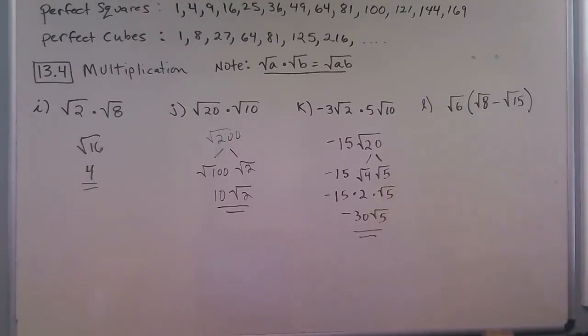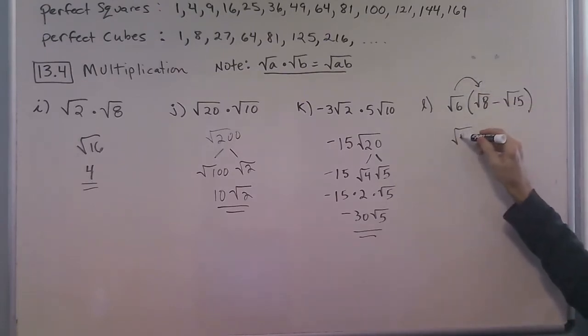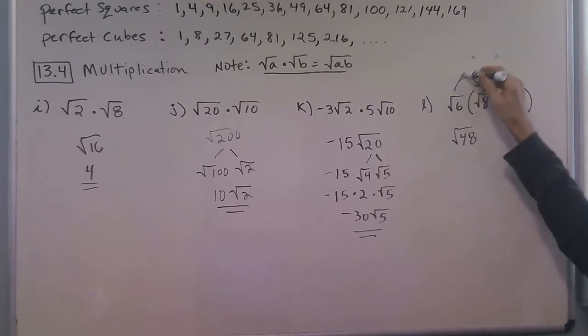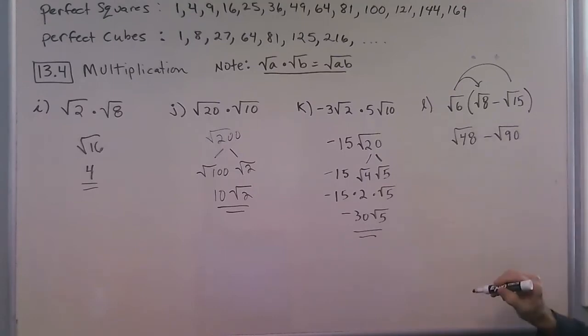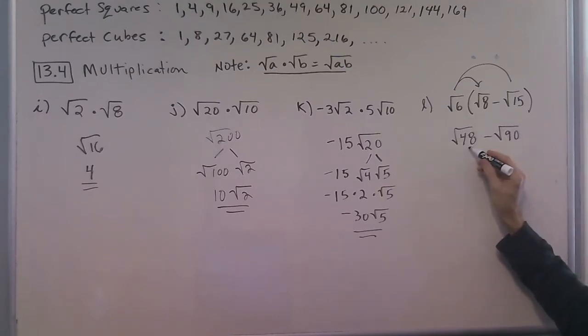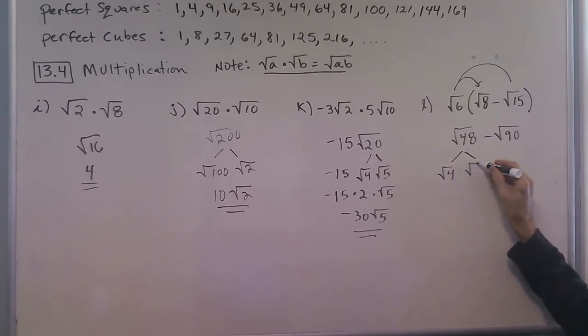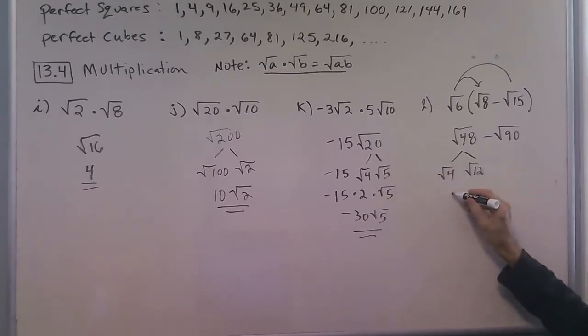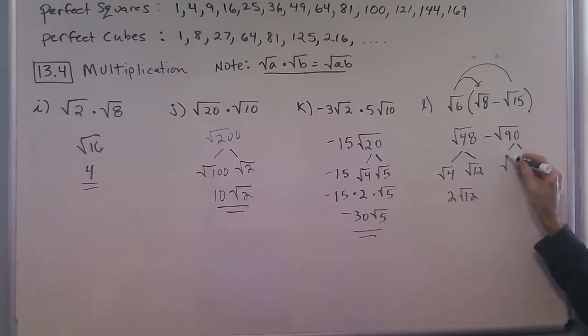Next up, looking at the distributive property, we'll multiply here. We get the square root of 48 and the square root of 90. This one's a little bit tricky. We might think that it goes to 4 and 12. And I'm going to just do this to show you what happens. If we go to 4 and 12, we get 2 radical 12. And then here, if we go to 9 and 10, we get 3 radical 10.